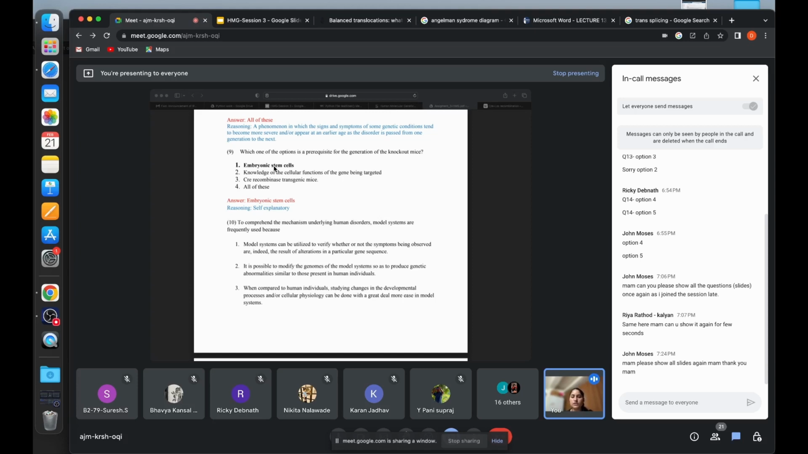So the prerequisite is that we already have data in hand about which gene is causing what. Then in the model organism, we just test whether our hypothesis is true or not. We are not randomly deleting something.